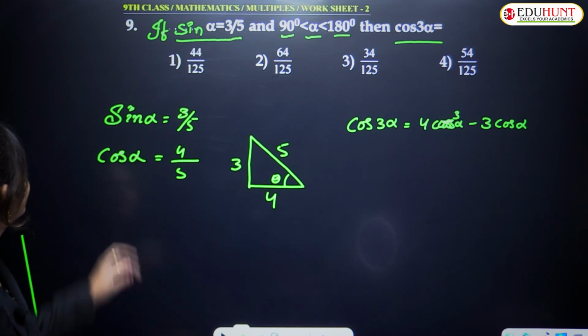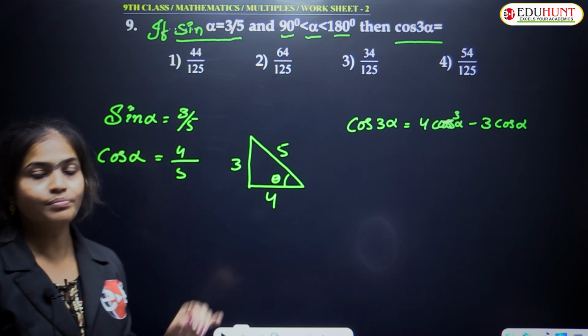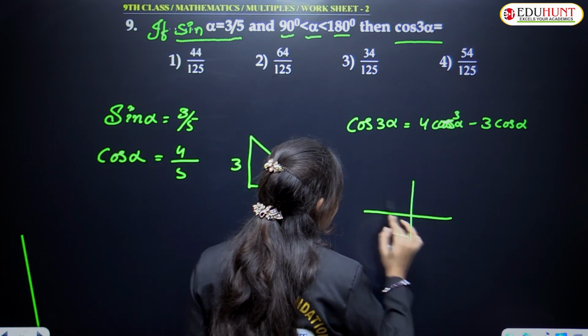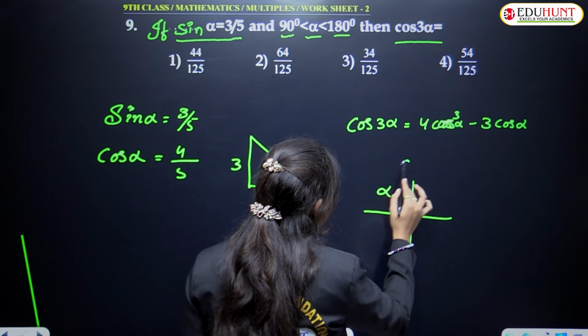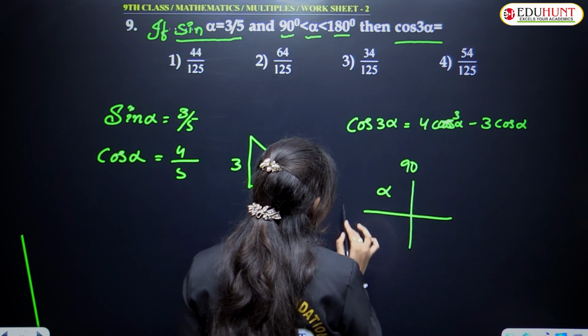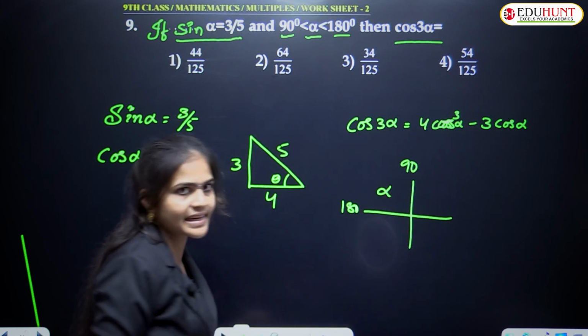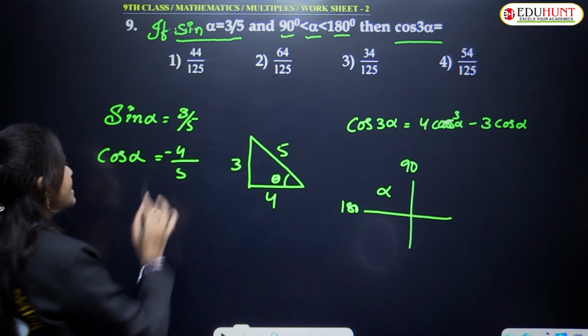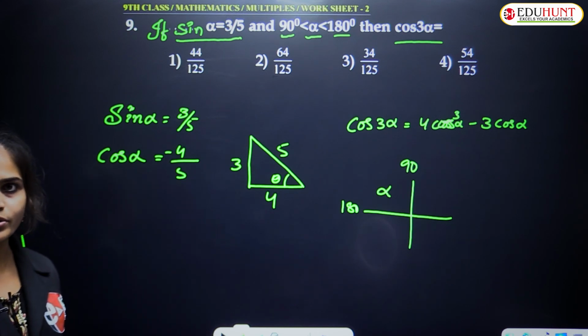So children, here sin alpha is positive. By seeing that we can say that alpha lies in the second quadrant. Why? Because alpha lies between 90 and 180, so that is the second quadrant, no? In the second quadrant, sin is positive and cos is negative. Okay, we know that, right?